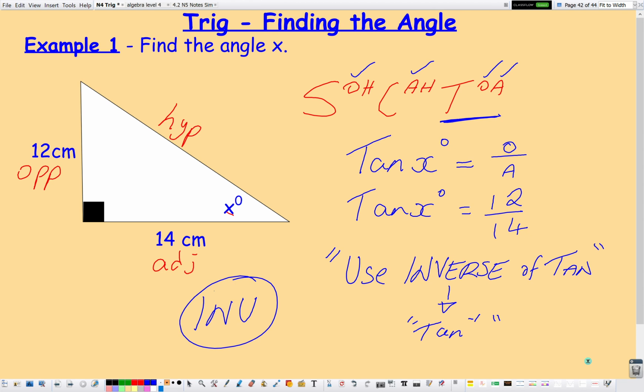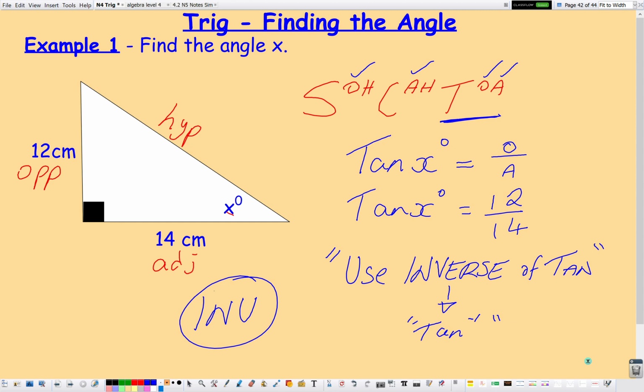INV. If you click INV, your sine, cosine and tan should switch to sine to the -1, cosine to the -1, tan to the -1. Okay, and we need to use that function here in order to find this angle. We have to use the inverse of our trig function.